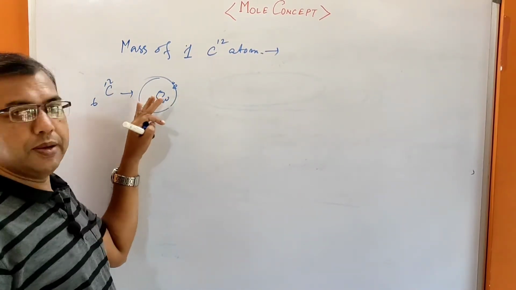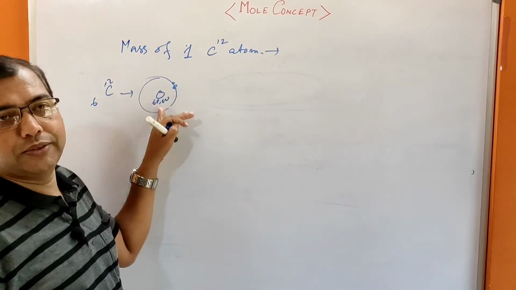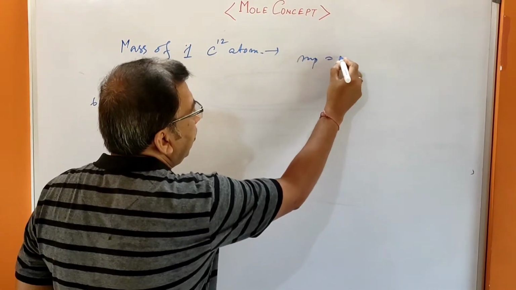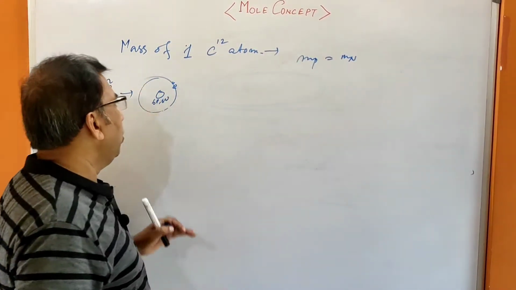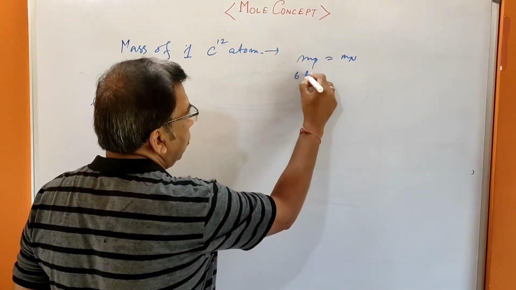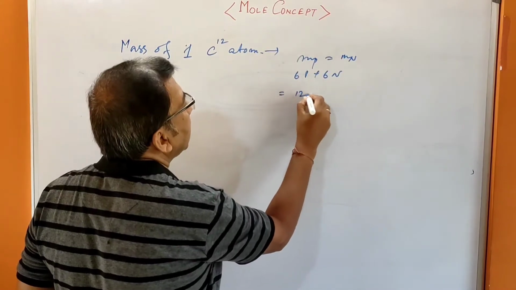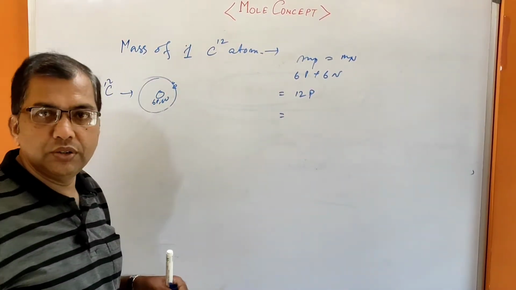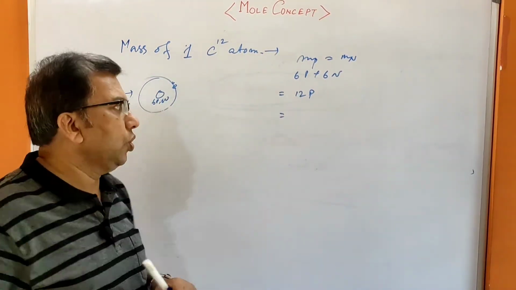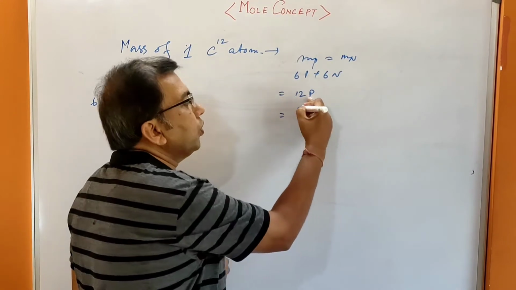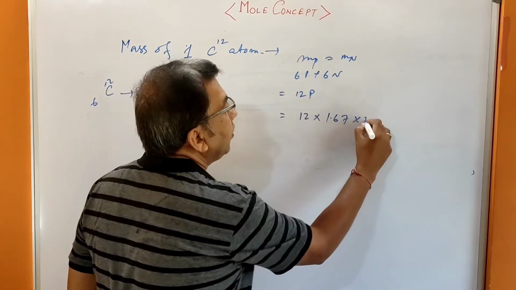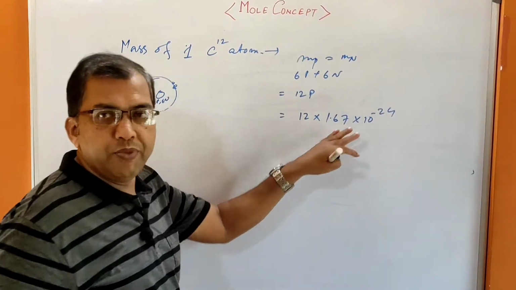So it is the mass of proton plus the mass of neutron. What do you know? The mass of proton is near about the mass of neutron. So 6 proton plus 6 neutron, we can consider 12 proton. The mass of 12 proton. What is the mass of a proton? Near about 1.67 into 10 to the minus 24 gram. So it is 12 into the mass of 1 proton, 12 into 1.67 into 10 to the power minus 24, clear? This is in gram.